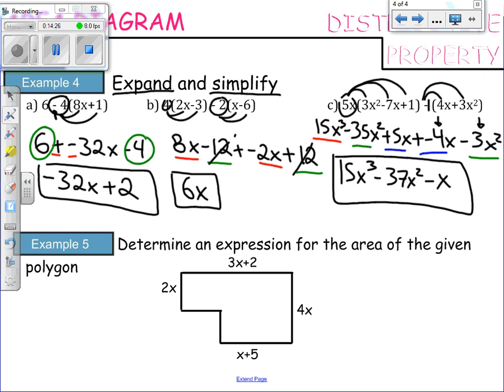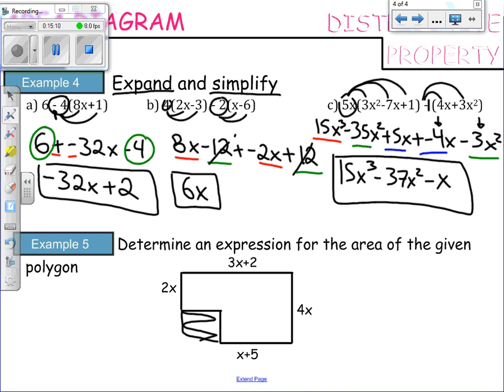Finally, we have determined an expression for the area of the given polygon. Now, there's a couple ways to handle this. I'm going to show one way, and others may know other ways. That is okay, as long as you're getting the right answer. So the way that I'm going to show it is we don't have an expression to find the area of an L. This looks like an L, right? It's kind of a tilted L, but that's okay. It's a big box missing this big chunk in here. So we can't just use our regular formulas.